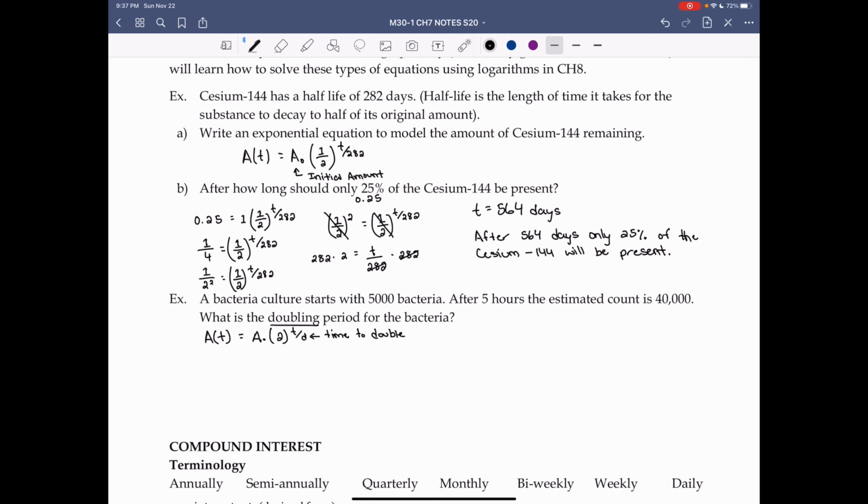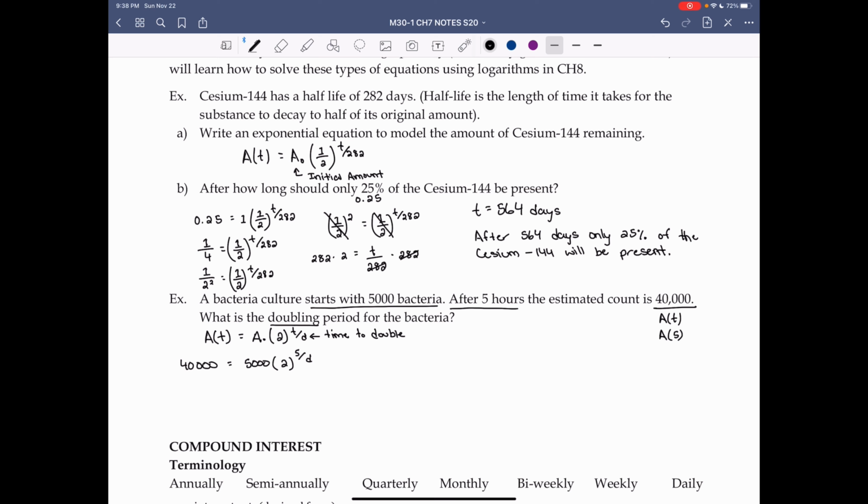Then we can plug in our information. The estimated count is 40,000. That would be our amount that we have, so A of T. In this case, that's after 5 hours, so that's A5, which means our T value is 5. We start with 5,000 bacteria, so we have an A0 of 5,000. So then we can write the equation 40,000 equals 5,000 times 2 to the power of 5 divided by D.